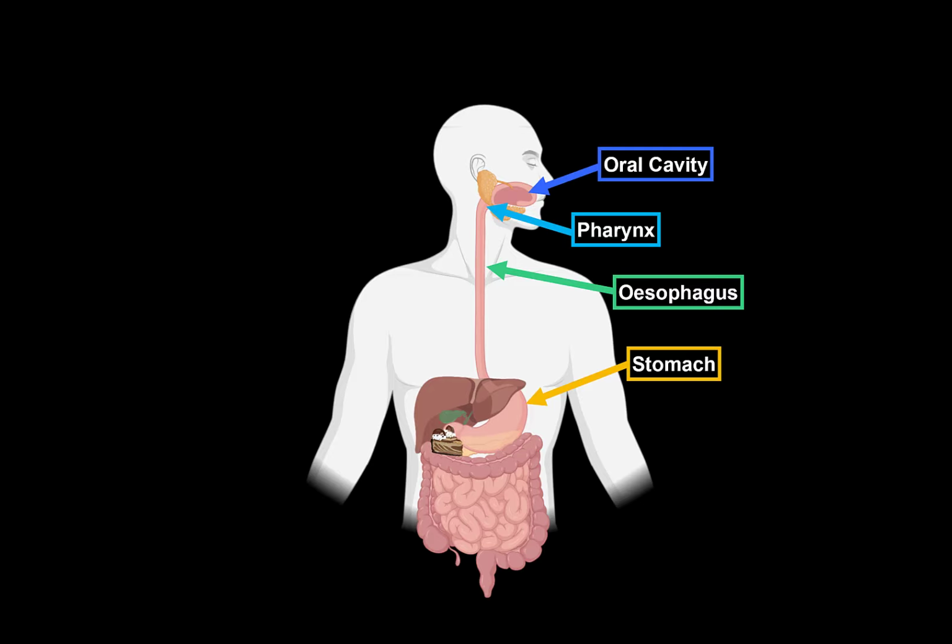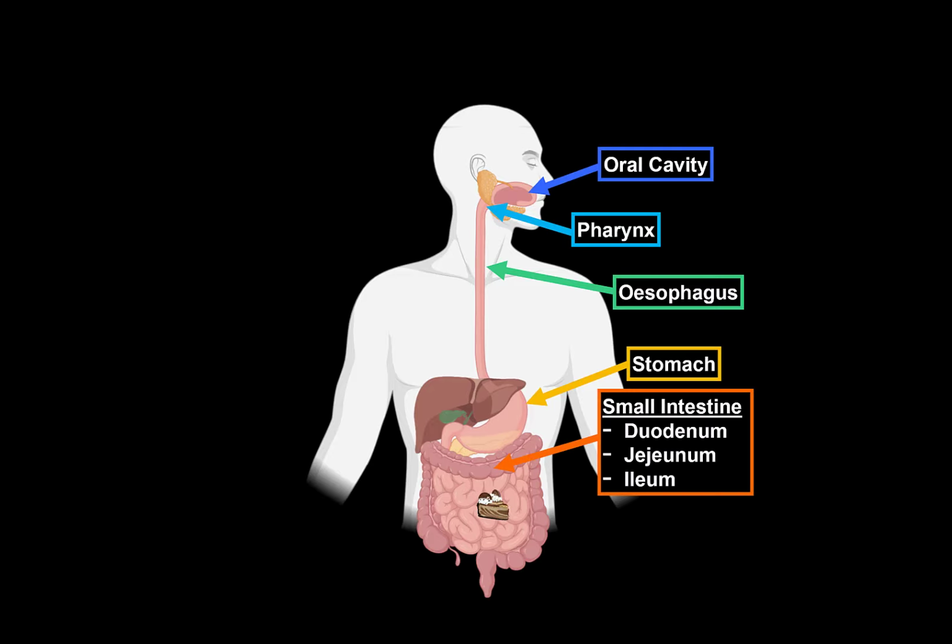The next video in the digestive system is going to be about the small intestine, which consists of the duodenum, jejunum, and the ileum.